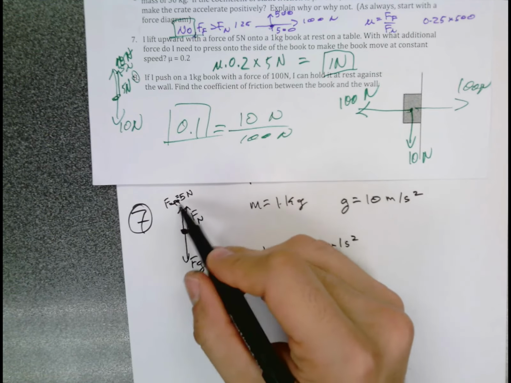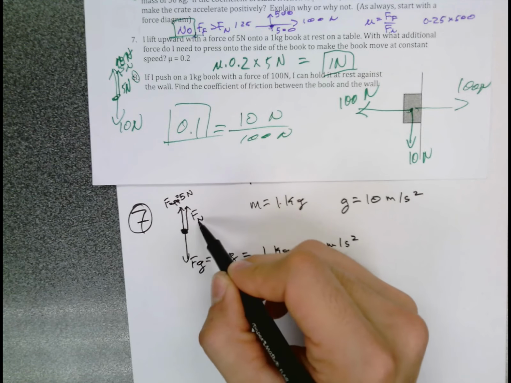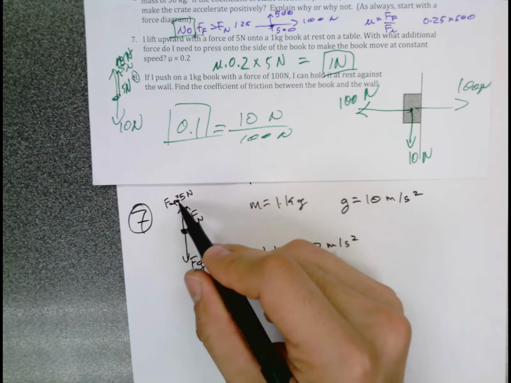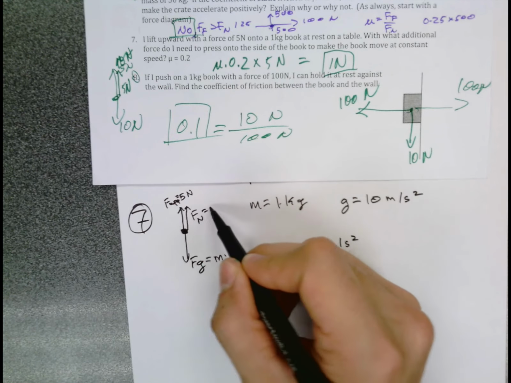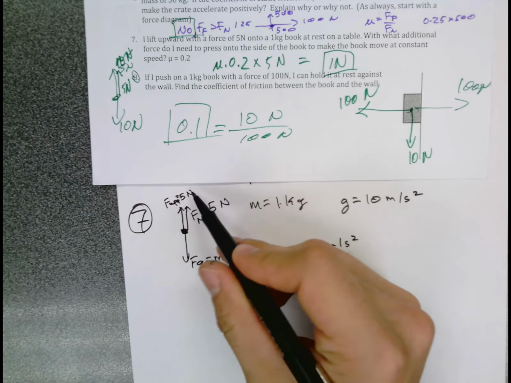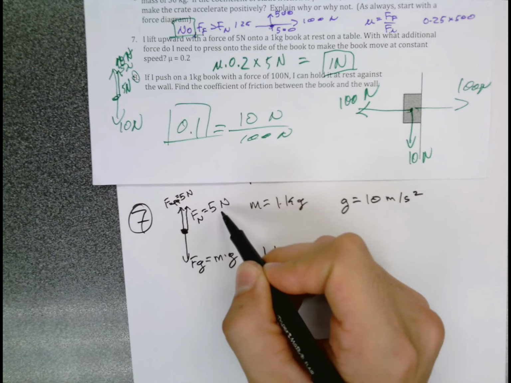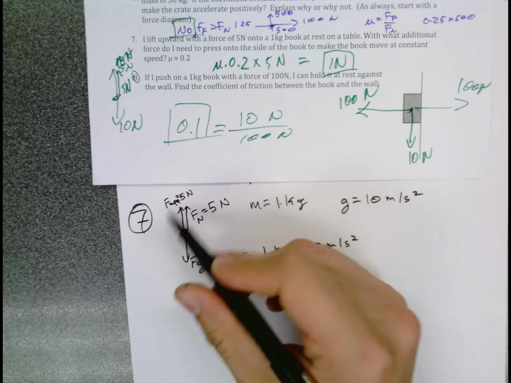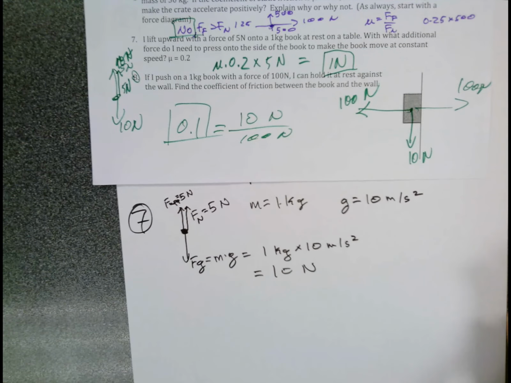So your FAPP lessens the normal force by 5. It should be 10, but since you have an applied force up, your normal force will be 5 newtons. If you see, 5 newtons plus 5 newtons equals 10 newtons, and that equals the force of gravity, because we know that the book is still at rest.